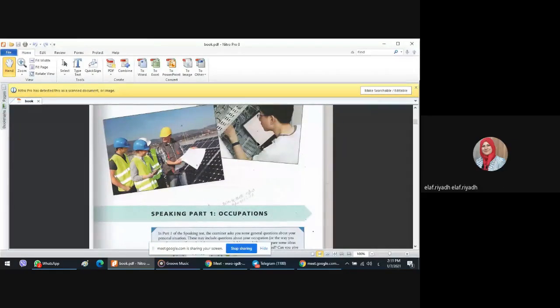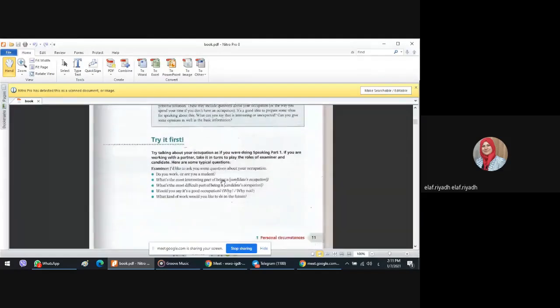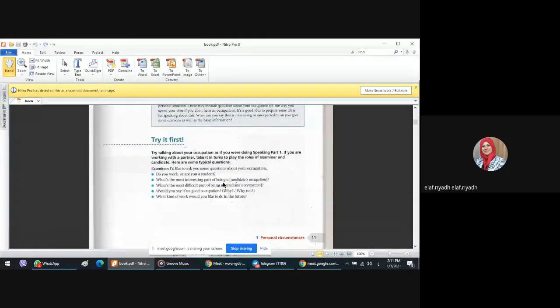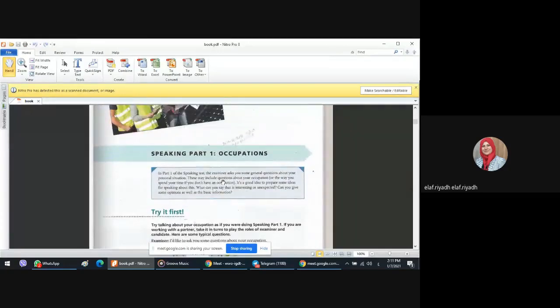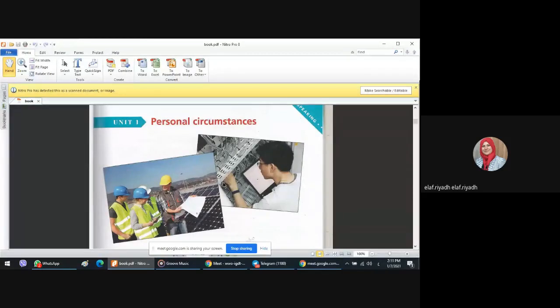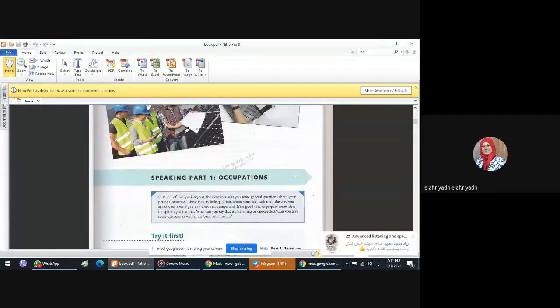Sorry, Doctor, which page? Can you tell me which page? The first unit, on page 11. Do you find it? Page 11, personal circumstances, unit 1. Yes, Doctor, I found it.